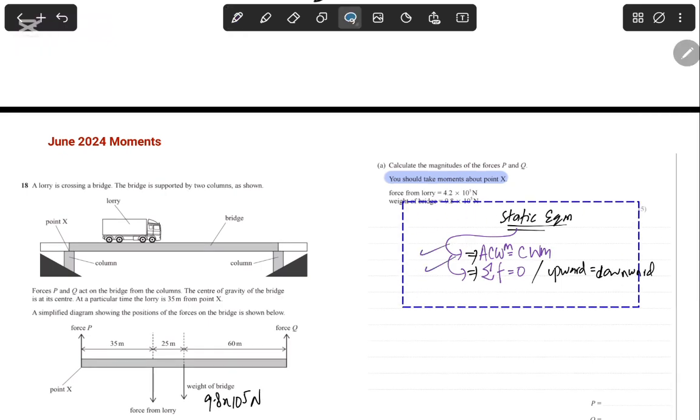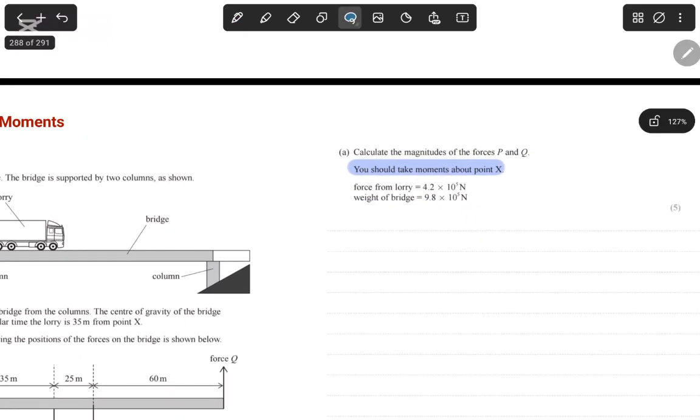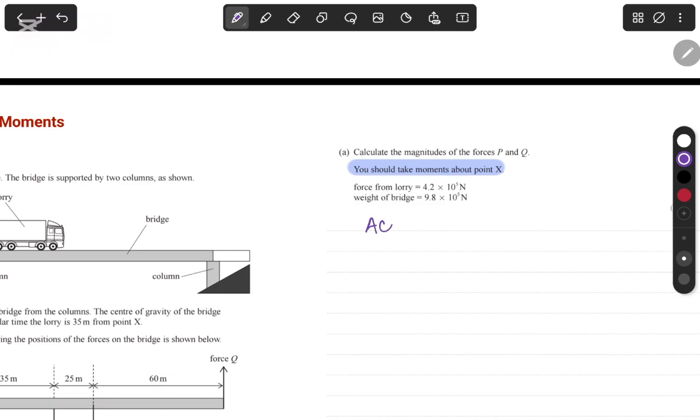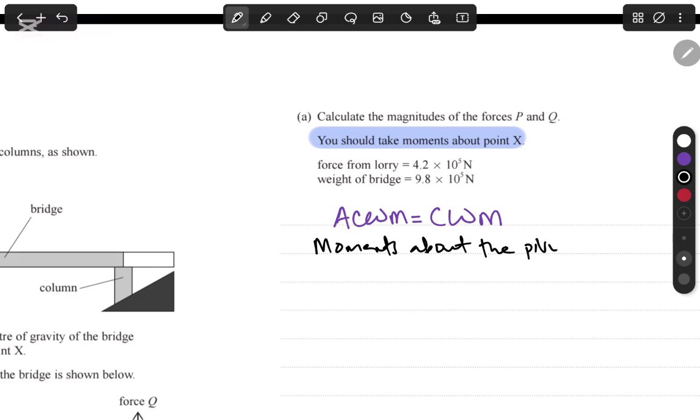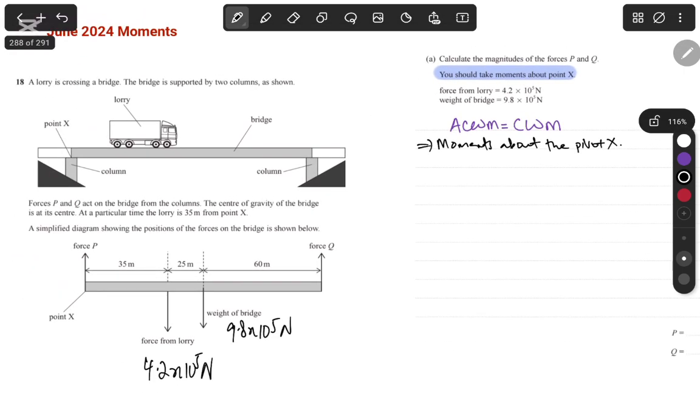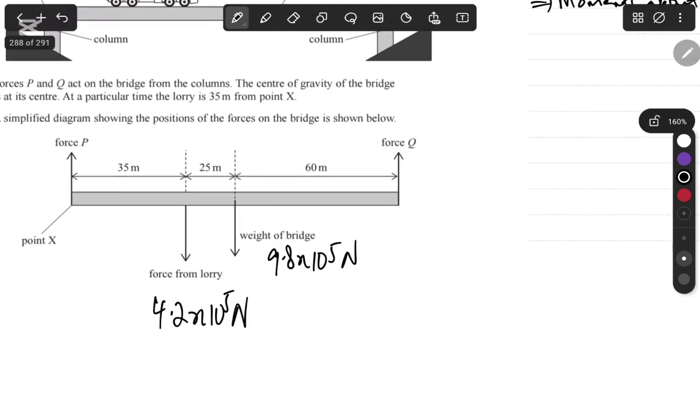So first let's consider the anti-clockwise moment is equal to the clockwise moment. And I'm going to be writing my moments about the pivot X. I'm just writing it down. So let's just see the moments that are going to be acting.